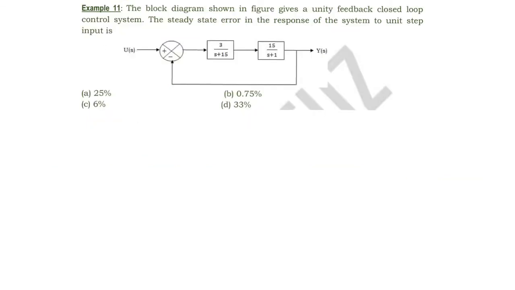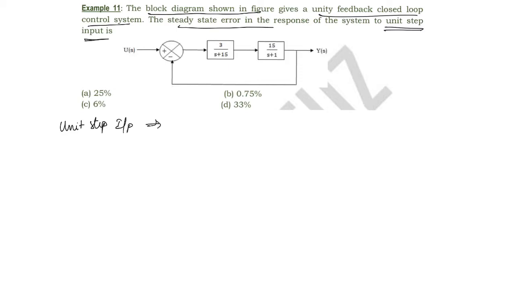In the next question, a block diagram is shown in the figure. Okay, it is a unity feedback closed loop control system. The steady state error in response of the system to a unit step input is what? Okay, so that is the question. It is given that the input is a unit step input.